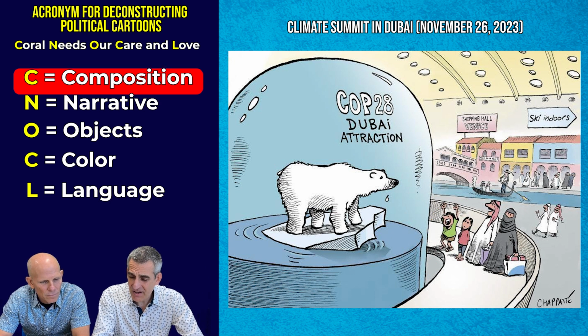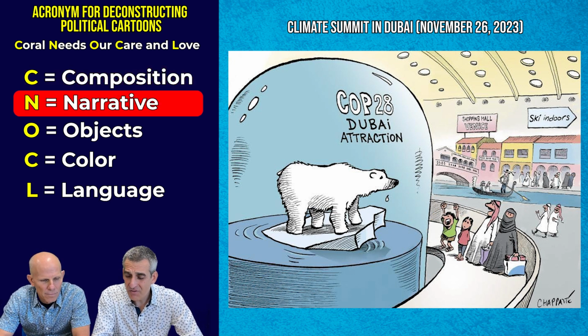The N, of course, we want to think about the narrative. In this case, we have a couple of characters. I think maybe the polar bear could be perceived as the protagonist, and the family is there as well.